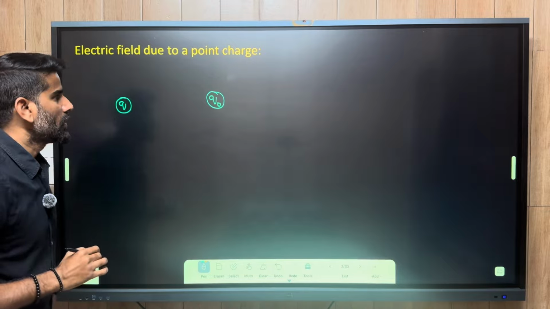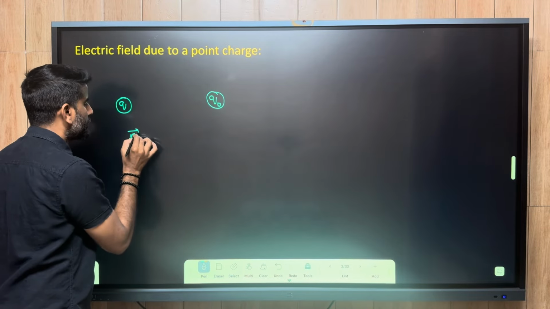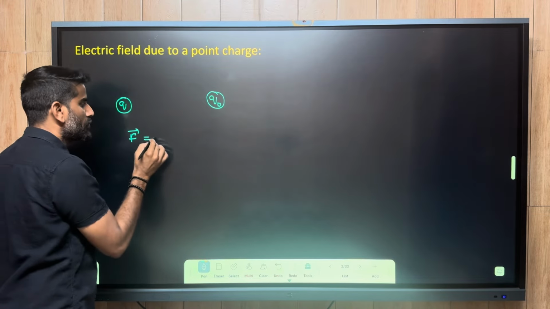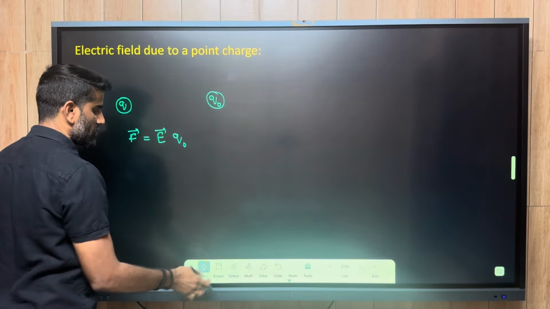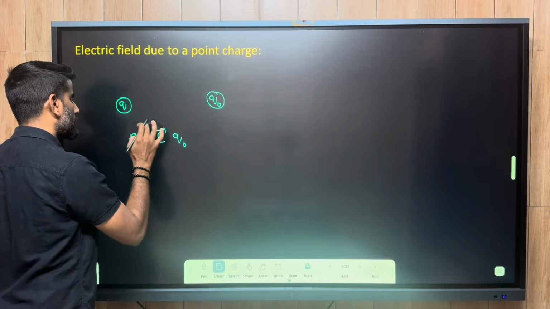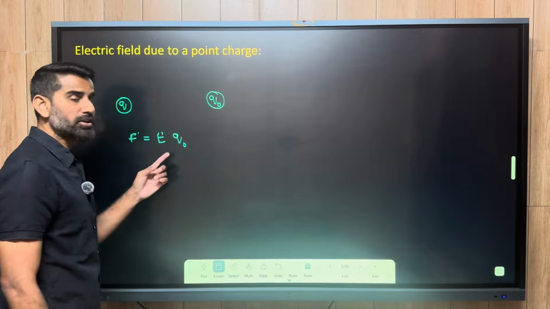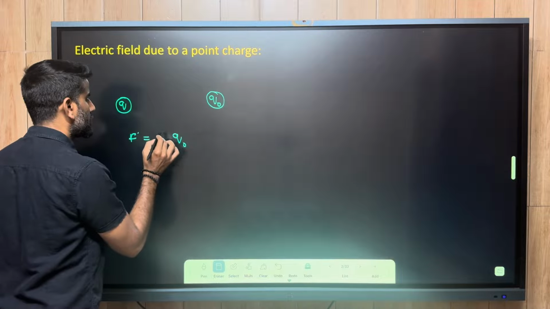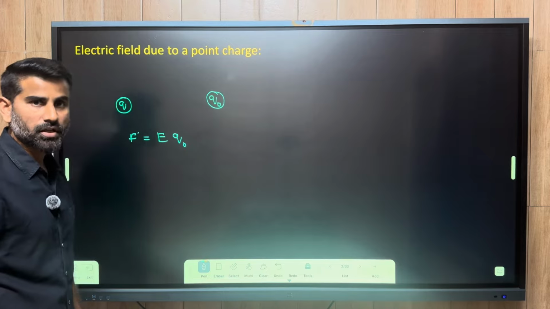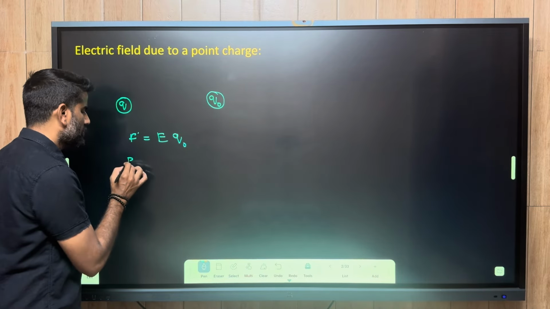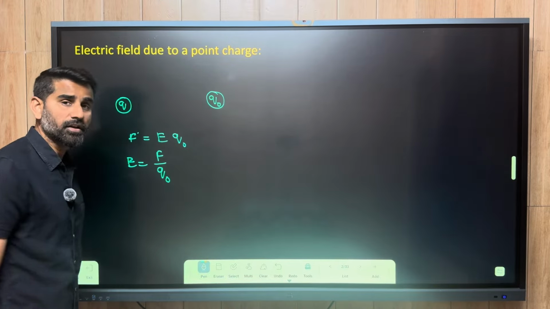Now the force on this Q naught is F is equal to the electric field due to the first charge into Q naught. I am not using the vector representation here. F is equal to E into Q naught. Now this equation can be rearranged, as we already know, E is equal to F by Q naught.